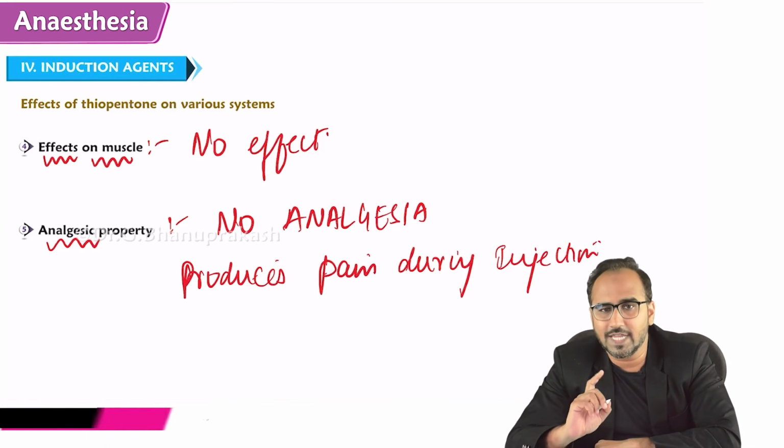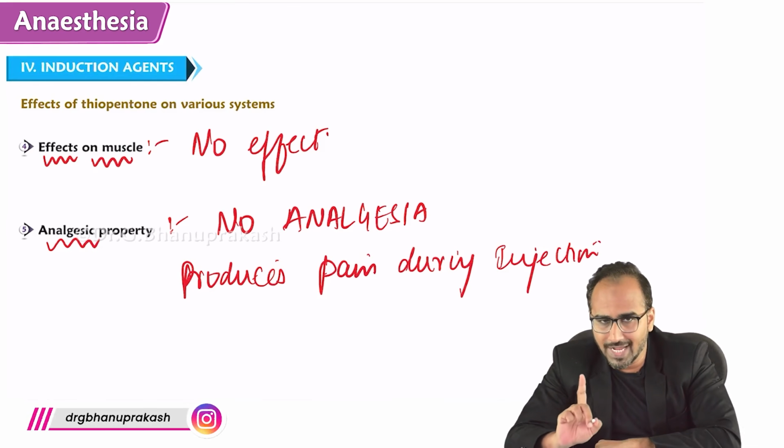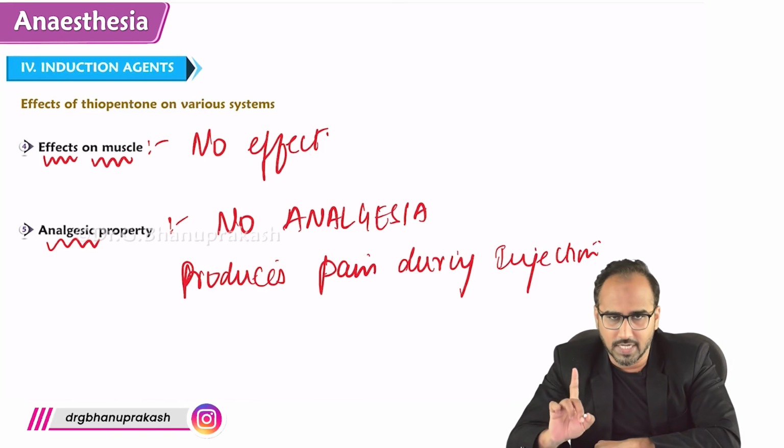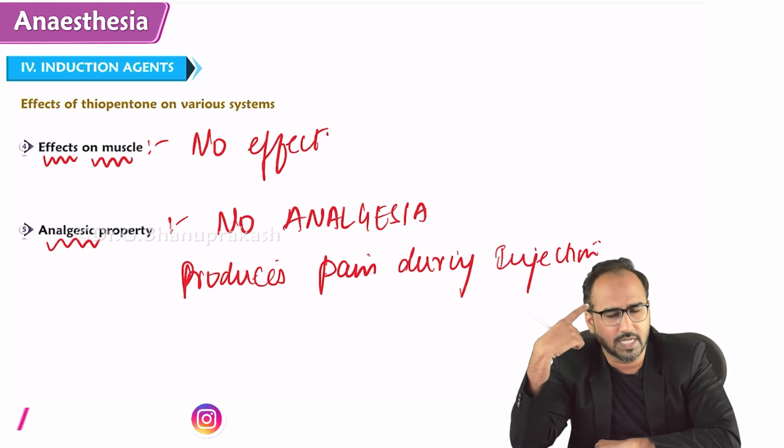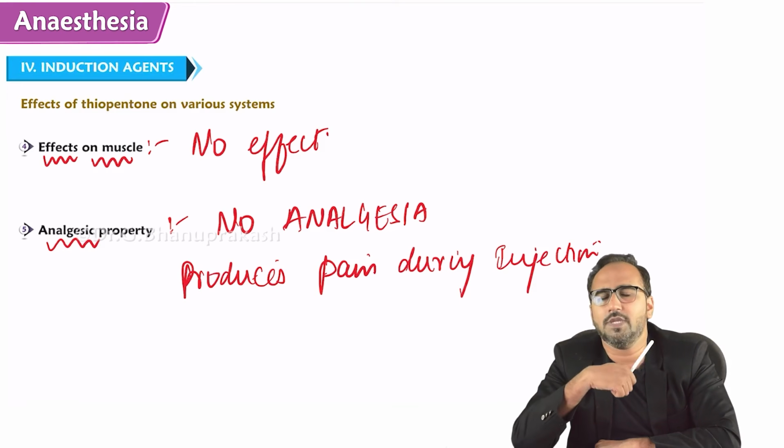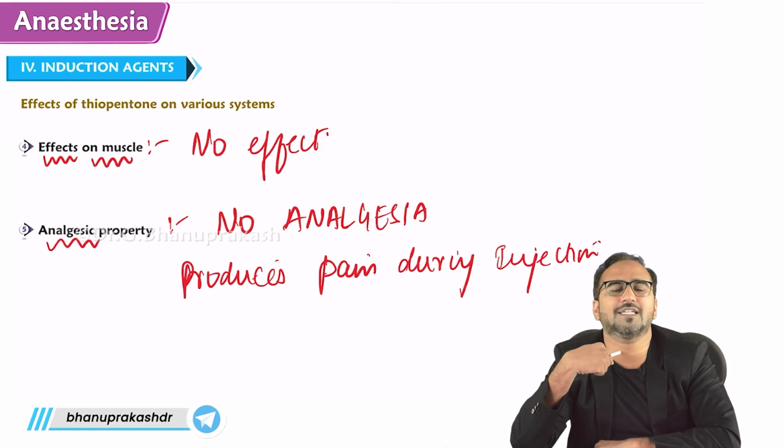So this was regarding the one line. Remember guys, the one line of thiopentone is: it is the best friend of CNS, hence the IV induction agent of choice for head injury, neurosurgery, epilepsy and narcoanalysis. It is an enemy of other systems, first respiratory.